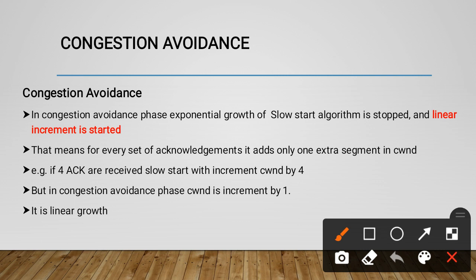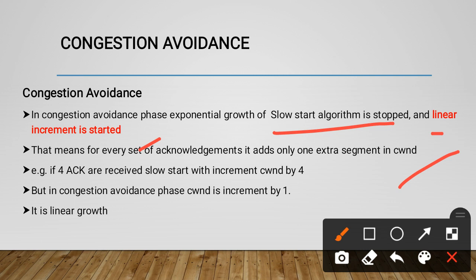Congestion avoidance is the growth. Congestion avoidance phase is where the slow start algorithm will stop and linear increment starts, because of the maximum capacity of the devices. The slow start algorithm will stop, and then it will increase linearly. This means that at every set of acknowledgements, it adds one extra segment to the congestion window.